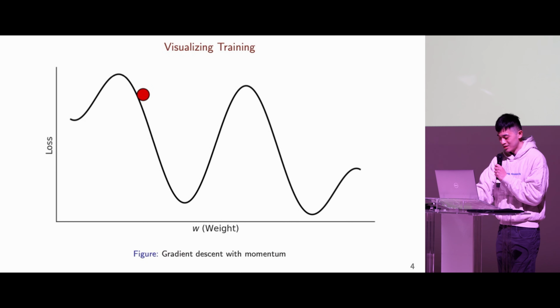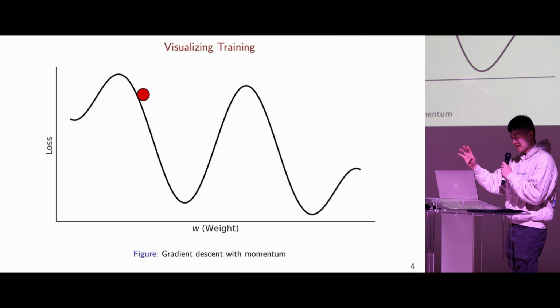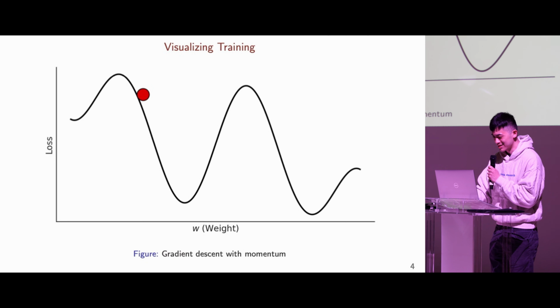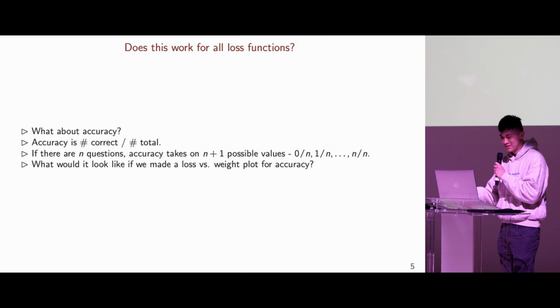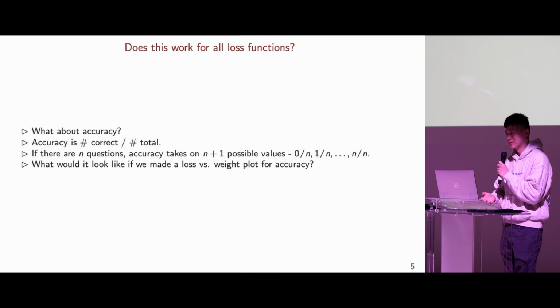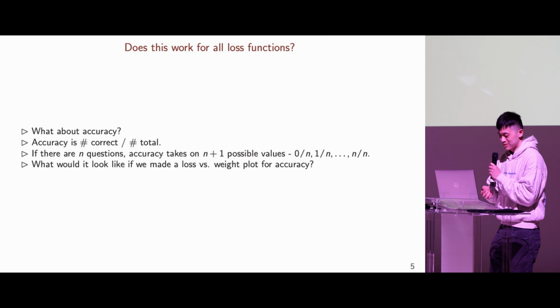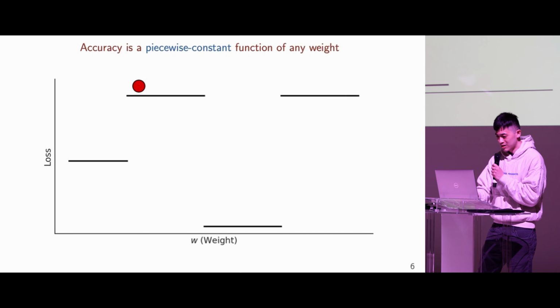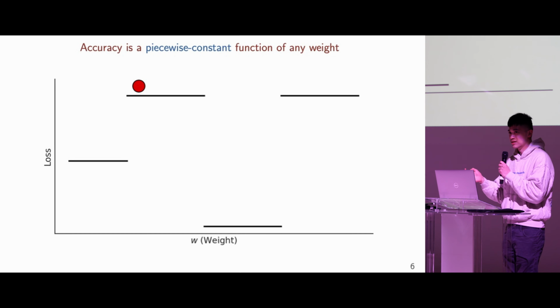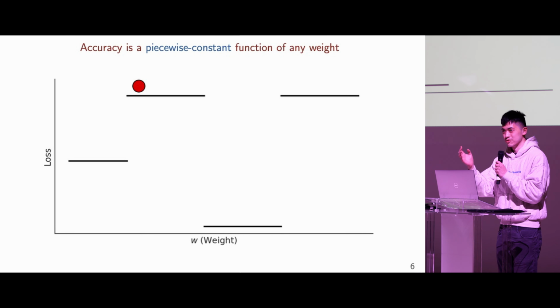And this only works because this loss landscape is smooth and nice. Does this work for all loss functions? Let's consider something else. What about accuracy? This is like the grade on an exam. If there are n questions, then accuracy takes on these n+1 possible discrete values, 0/n through n/n. So what would it look like if we made the same plot for accuracy instead? It would look like this. Accuracy is going to be a piecewise constant function of that weight instead. And the ball doesn't roll anymore.